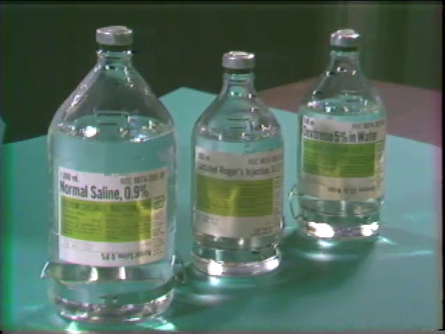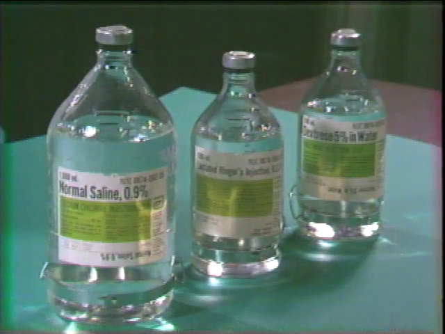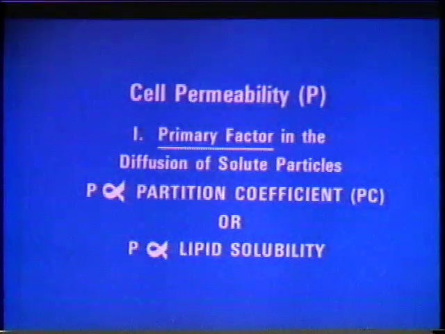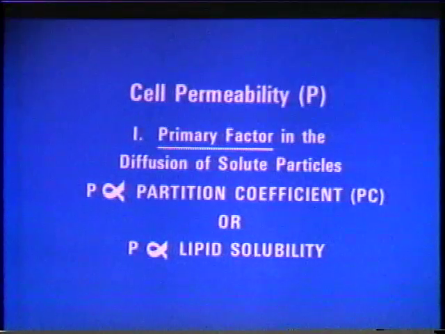The first objective of this videotape is to review and demonstrate the permeability of a cell membrane to various solute particles. Slide number 1: the permeability is directly proportional to the partition coefficient, or the lipid solubility. The permeability of a solute particle through a semi-permeable membrane is directly proportional to the partition coefficient. For example, ether diffuses through a cell membrane much faster than ethanol.